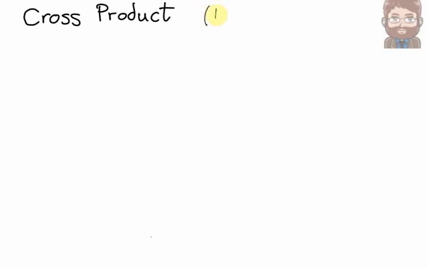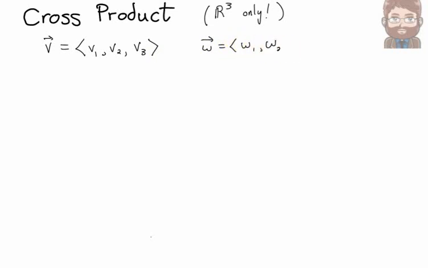We're going to talk about the cross product of two vectors. It's important to remember that this definition only works for vectors in three-dimensional space. This definition only applies to vectors with three components. So I'll start off by defining two vectors, v and w, and I'll name the components of the vector after the vector itself.